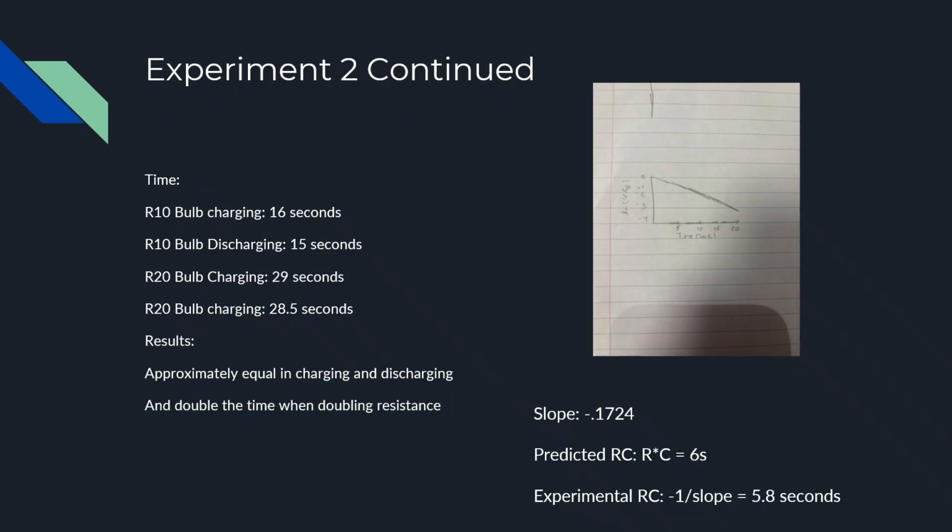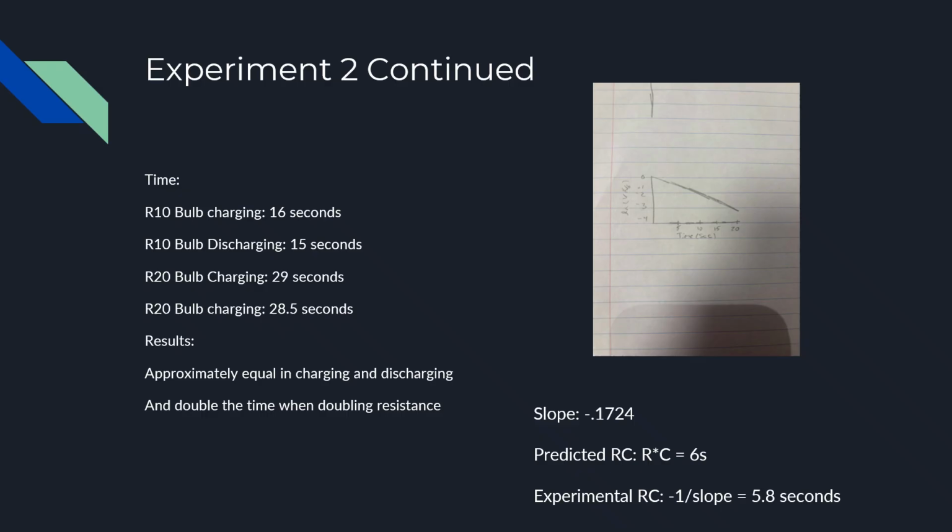Continuing on experiment 2, some of the results we found were that the 10 ohms bulb charging came to 16 seconds and discharging came to 15 seconds. And for the 20 ohms bulb, charging came to 29 seconds, and discharging came to 28.5 seconds. What we can conclude from this is that they were roughly equal in charging and discharging times, and you can just double the time when doubling the resistance.